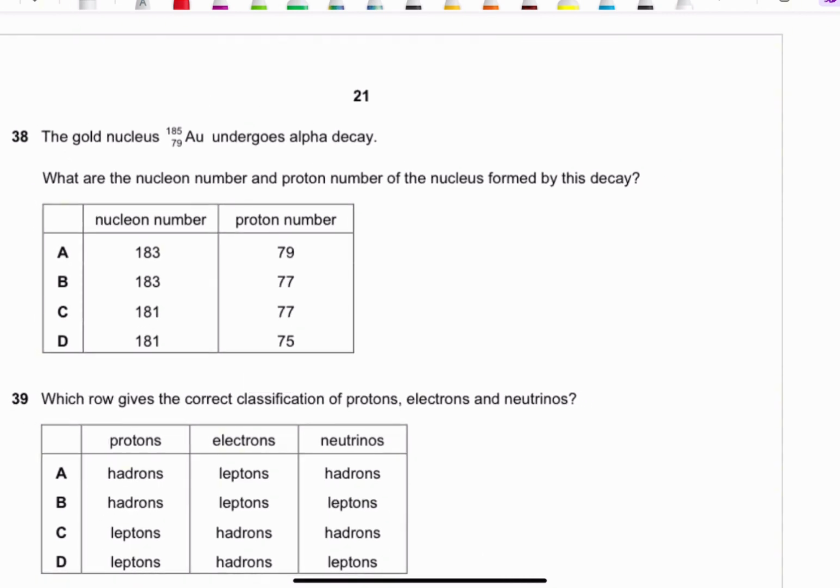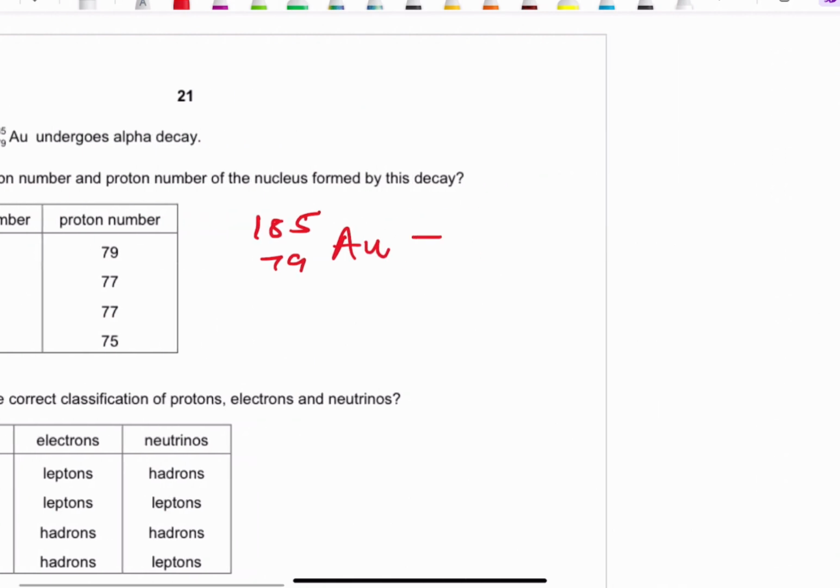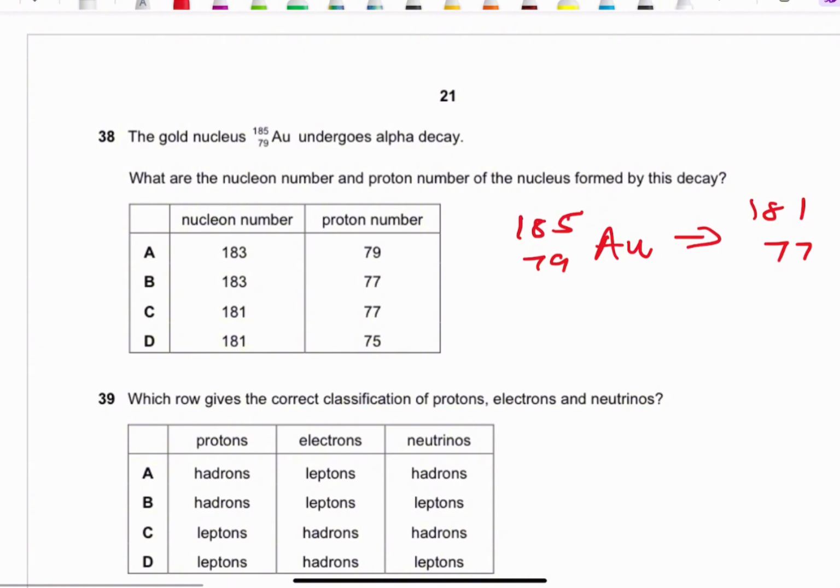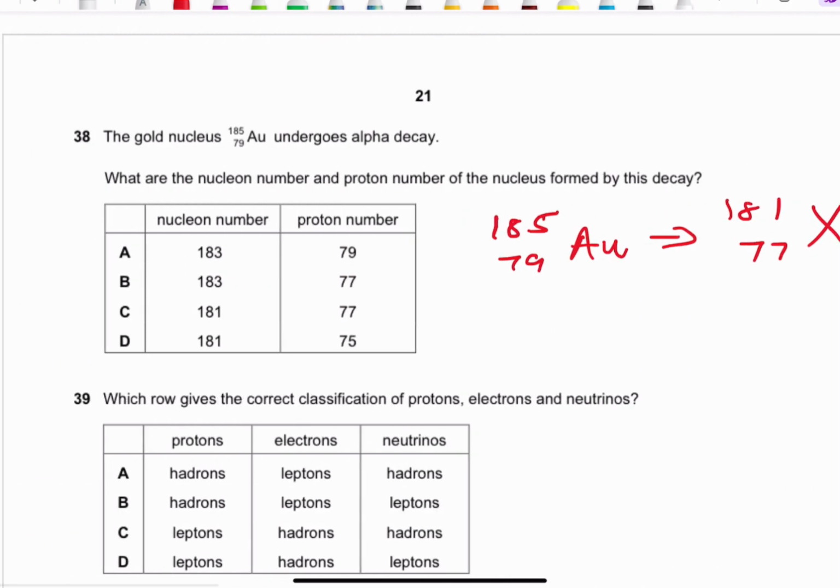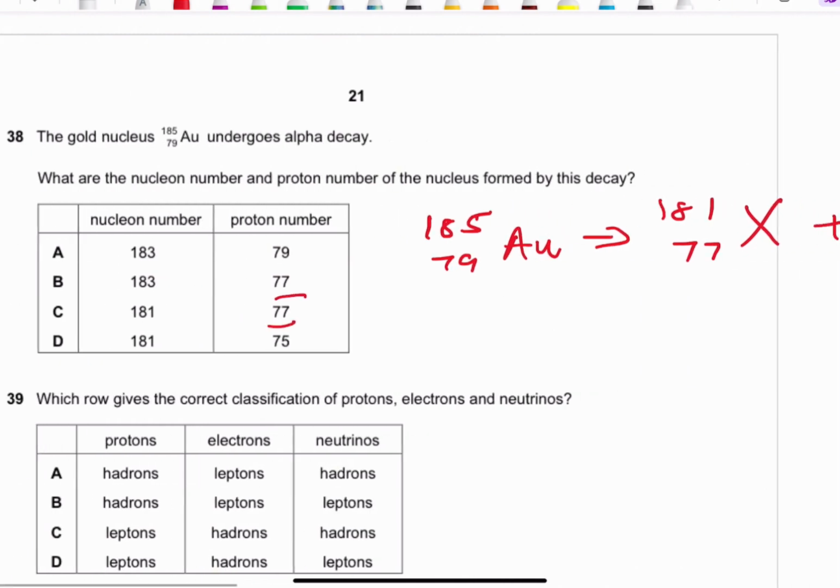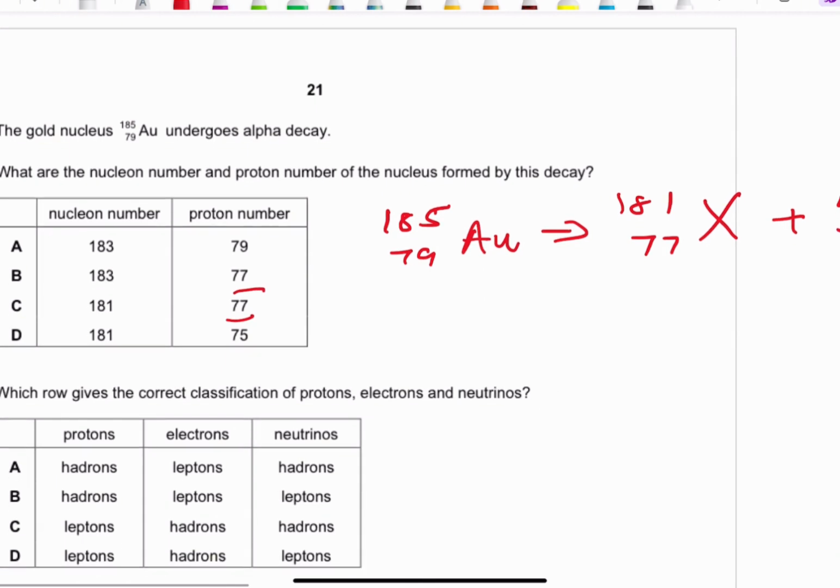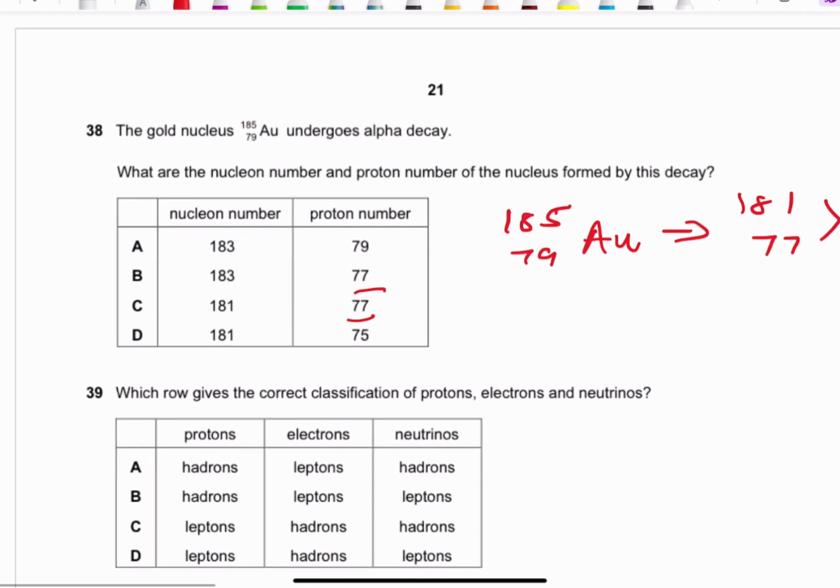Moving to question 38. What are the nucleon number and proton number of the nucleus formed by this decay? So it undergoes alpha decay. So basically we have 185, 79 Au, and it undergoes alpha decay, so it's going to lose 4. So it's going to be 181, and it's going to lose 2, so that's going to be 77. We just say X plus 4 2 alpha plus some energy. So it's 77, either B or C. They just said the nucleon number, so the nucleon number here would be C.